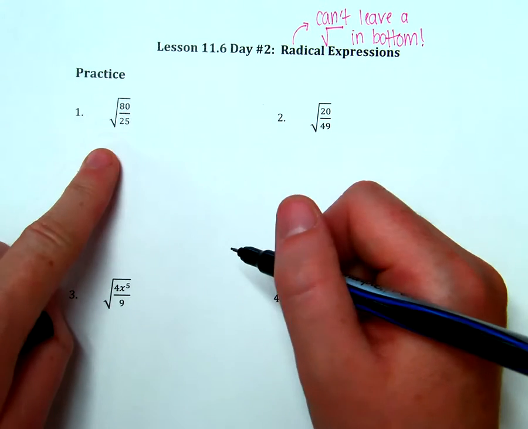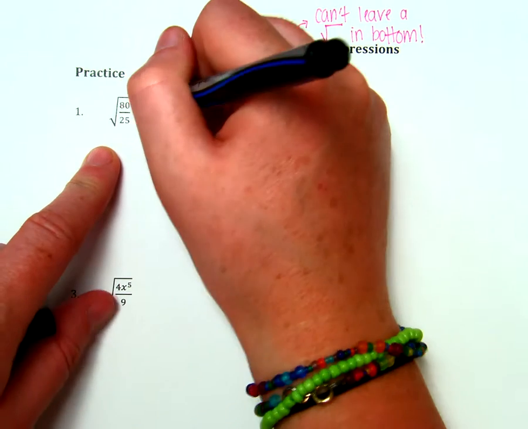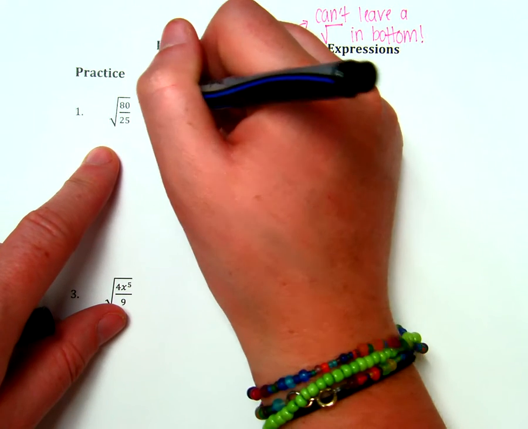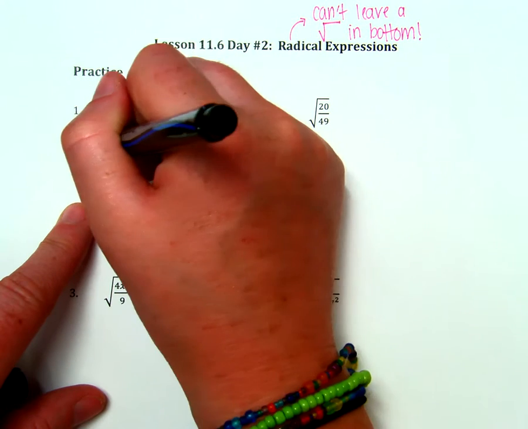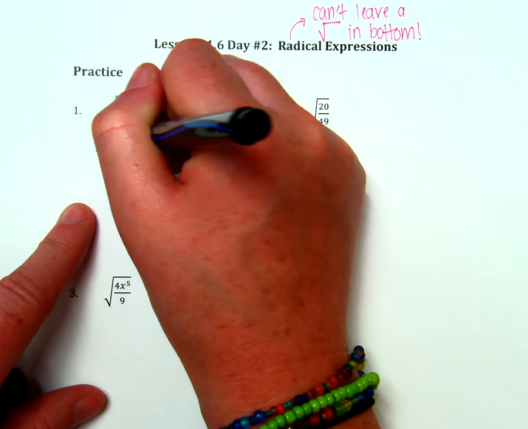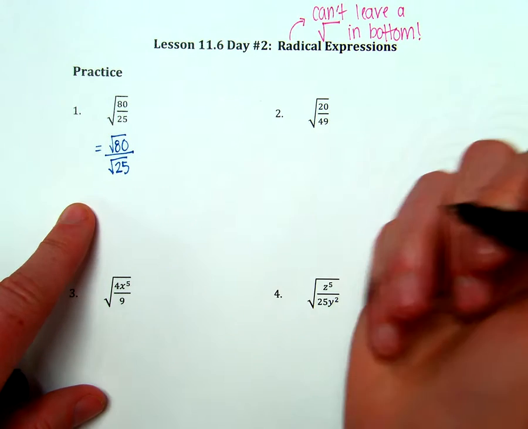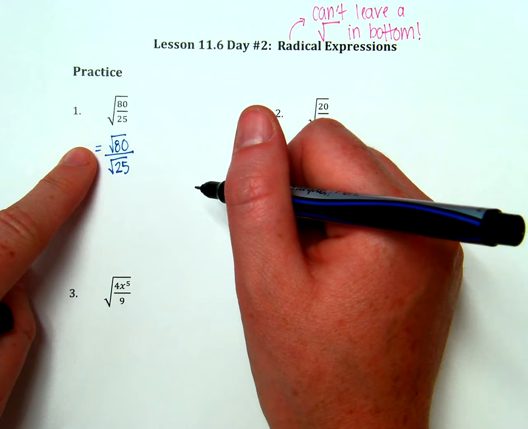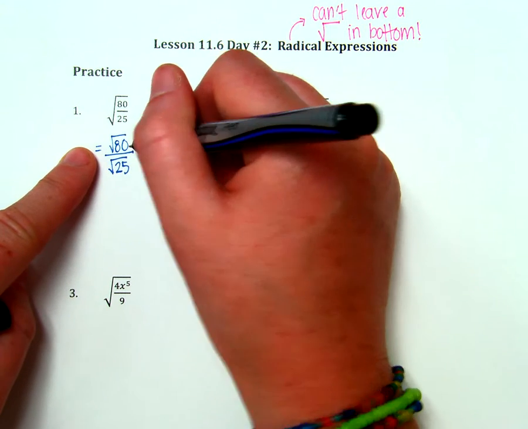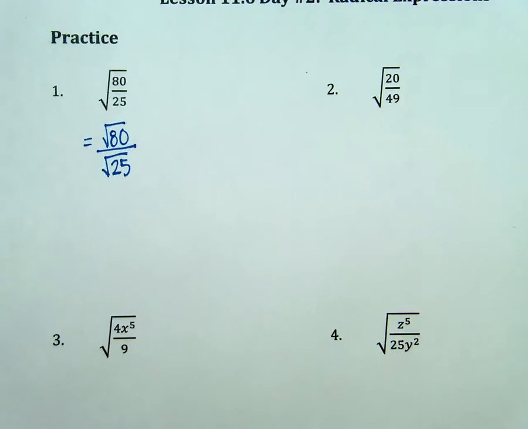On Friday, when we were simplifying these, we talked about the quotient property. The quotient property says that you are allowed to separate these out with a radical around each one individually. So the square root of 80 over 25 is the same thing as the square root of 80 separately, divided by the square root of 25. If you take a look at the top number, 80, you can't do the square root of 80 without getting a decimal, and we are not allowed to have decimals in our answers here.